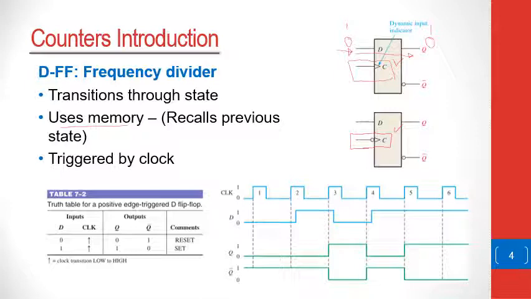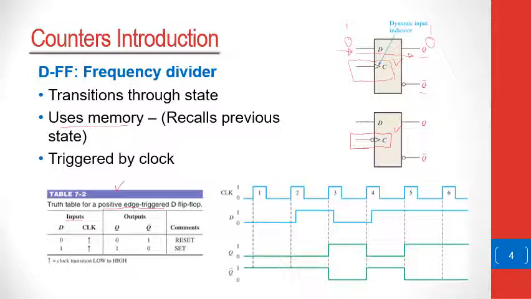This is an example of a table that summarizes the operation of a D flip-flop. So you will see that this table has inputs, the two inputs of the D flip-flop. This table is for a positive edge triggered D flip-flop. So the inputs are going to be the D input and the clock input. And the outputs of the D flip-flop, there's two of them. There's Q, there's Q bar.